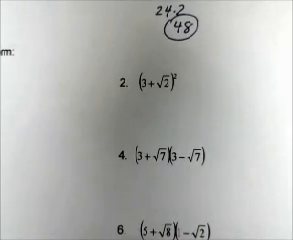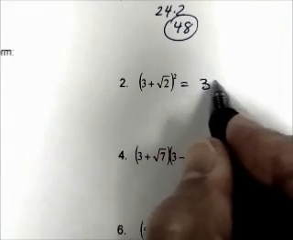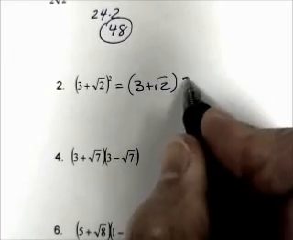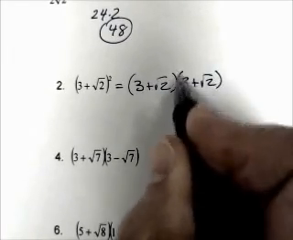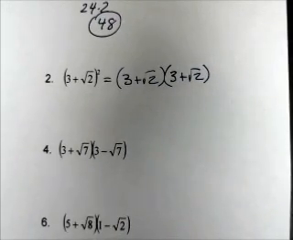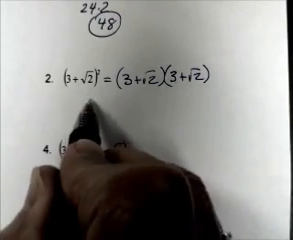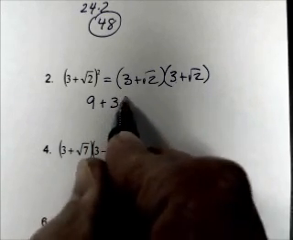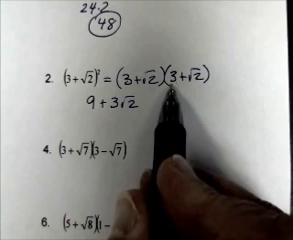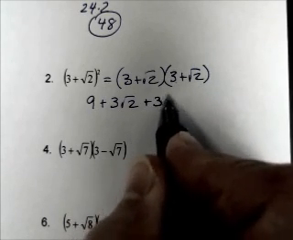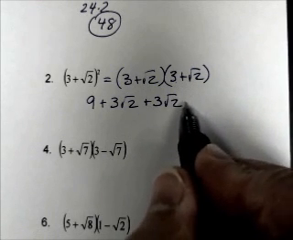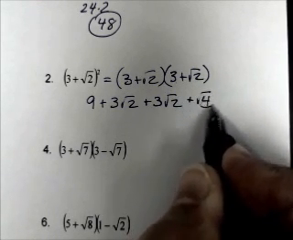Number 2, 3 plus the square root of 2 squared. Well, that means 3 plus the square root of 2 times 3 plus the square root of 2. And yes, we need to FOIL. All right, first terms, 3 times 3 is 9. Outside, 3 times the square root of 2 is 3 square root of 2. Inside, square root of 2 times 3 is 3 square root of 2. And last, square root of 2 times square root of 2 is the square root of 4, which is 2.